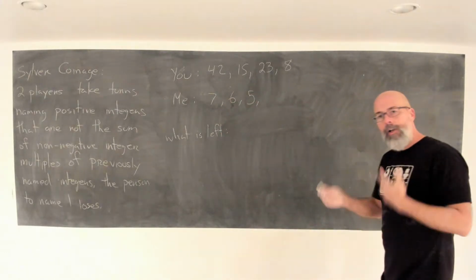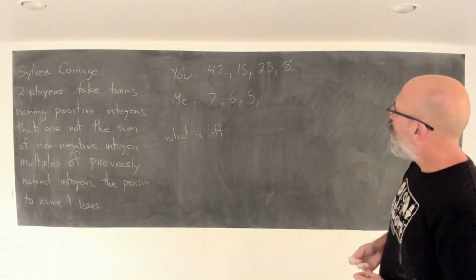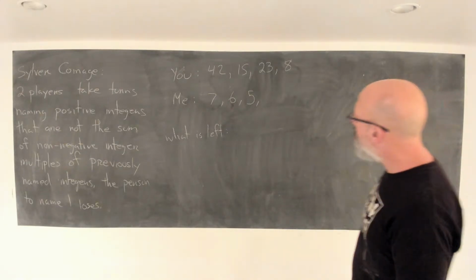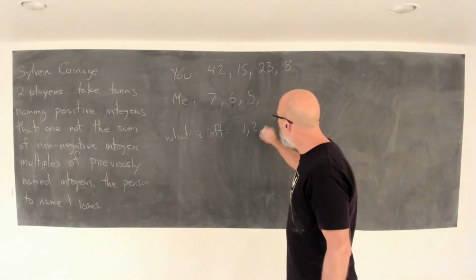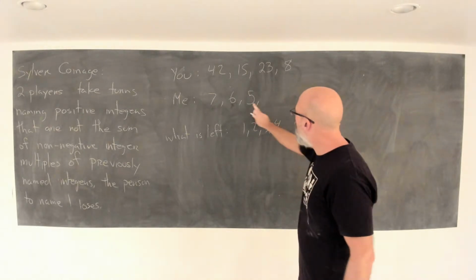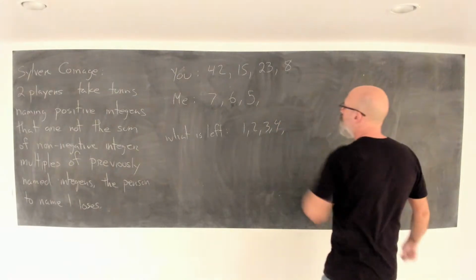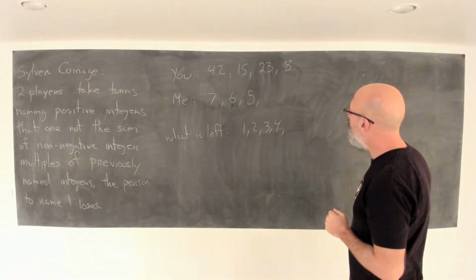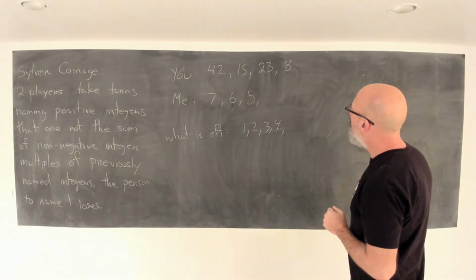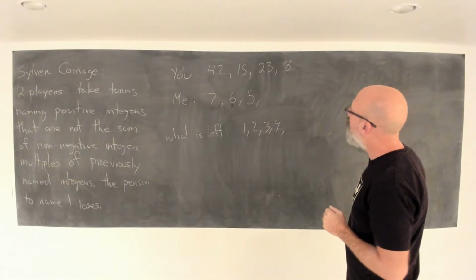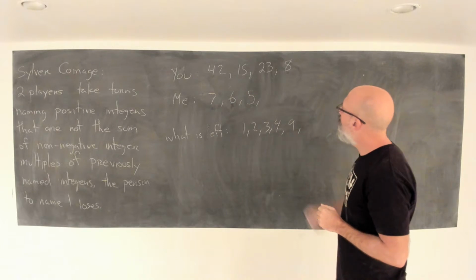Right, because it's starting to, we're really narrowing down the options. What is left? Certainly 1, 2, 3, 4. Anything less than 5 is left. 5, 6, 7, 8 is not available. What about 9? 9 is still there.